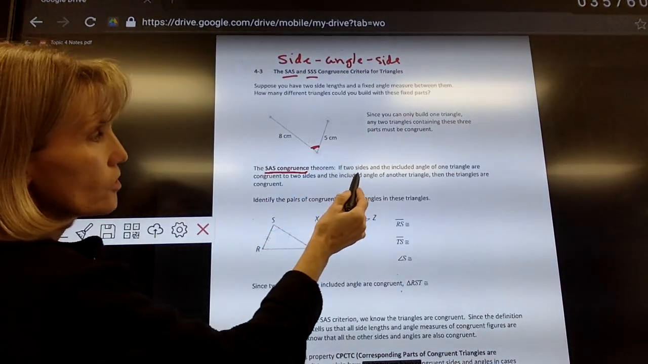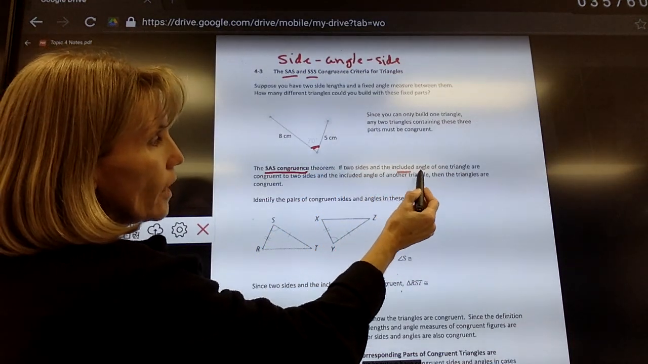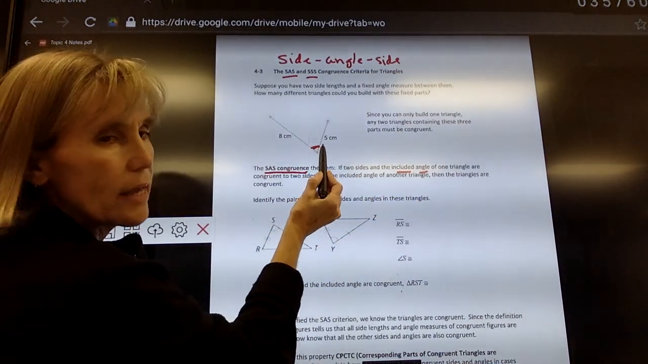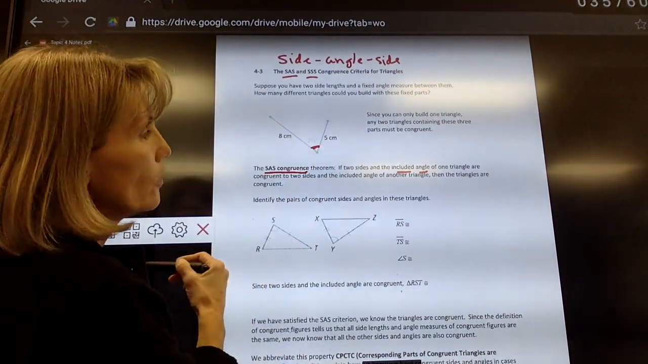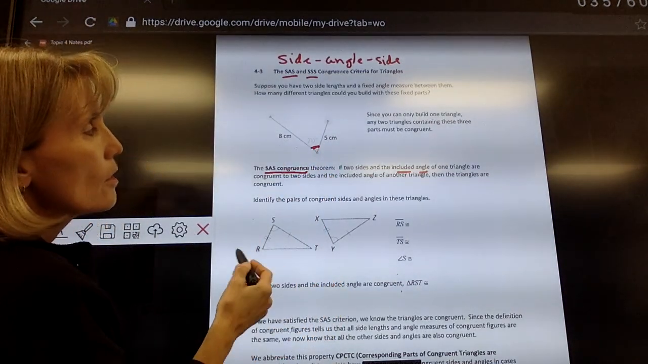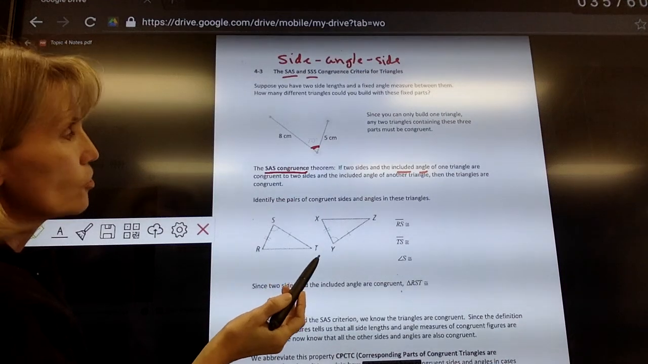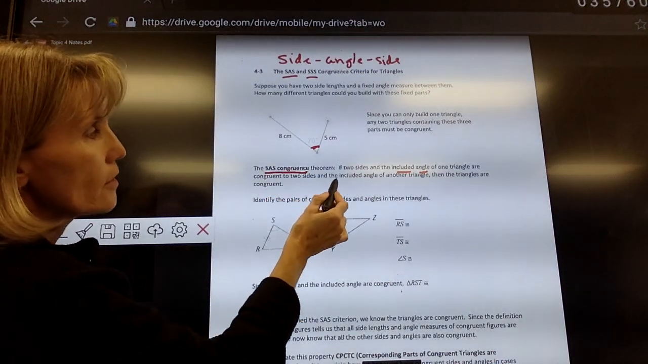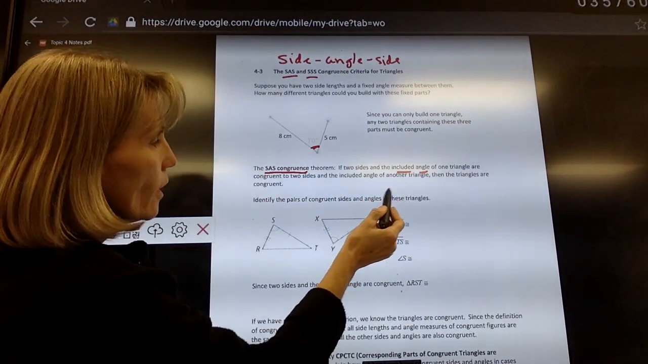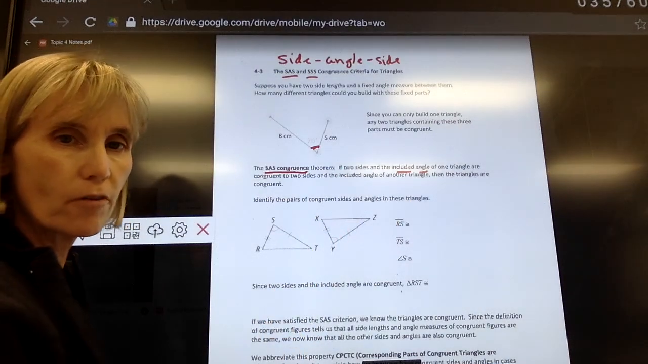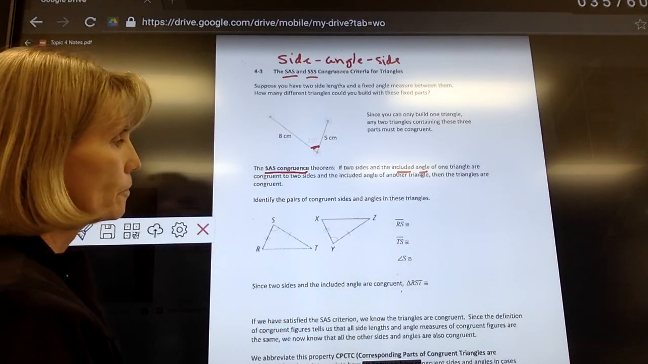It says if 2 sides and the included angle, to be the included angle means the angle in between the 2 sides that are congruent. That's the included angle. So if the 2 sides and the included angle of one triangle are congruent to 2 sides and the included angle of another triangle, then every part of those triangles are congruent to each other.